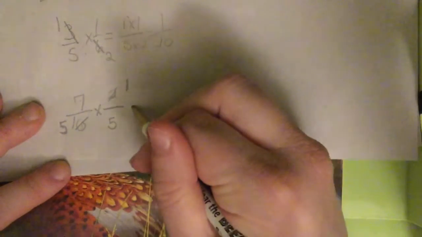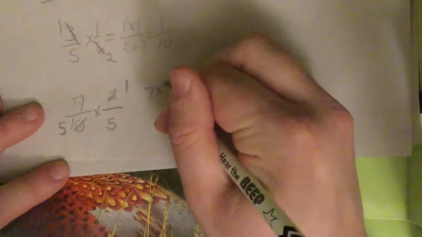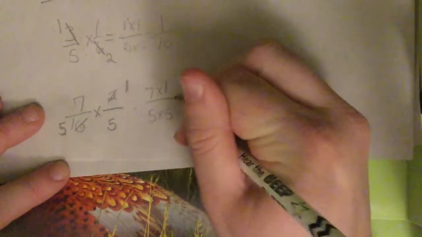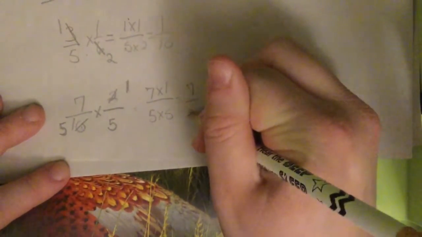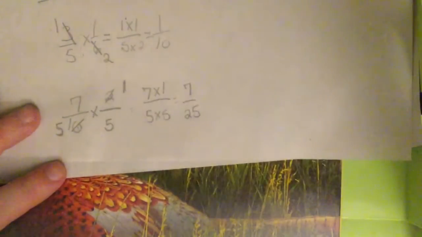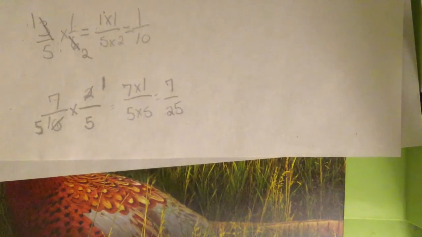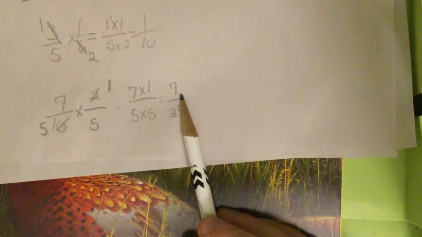Okay, so now I'm just going to multiply. 7 times 1, 5 times 5. So now I have 7/25. And I can't reduce it anymore because they're both odd numbers. And 7 is a prime number. So only 1 and 7 go into it, and 1 and 7 don't go into 25. So that would be our answer. But that's how you multiply, just simply taking the numbers and multiplying them across.